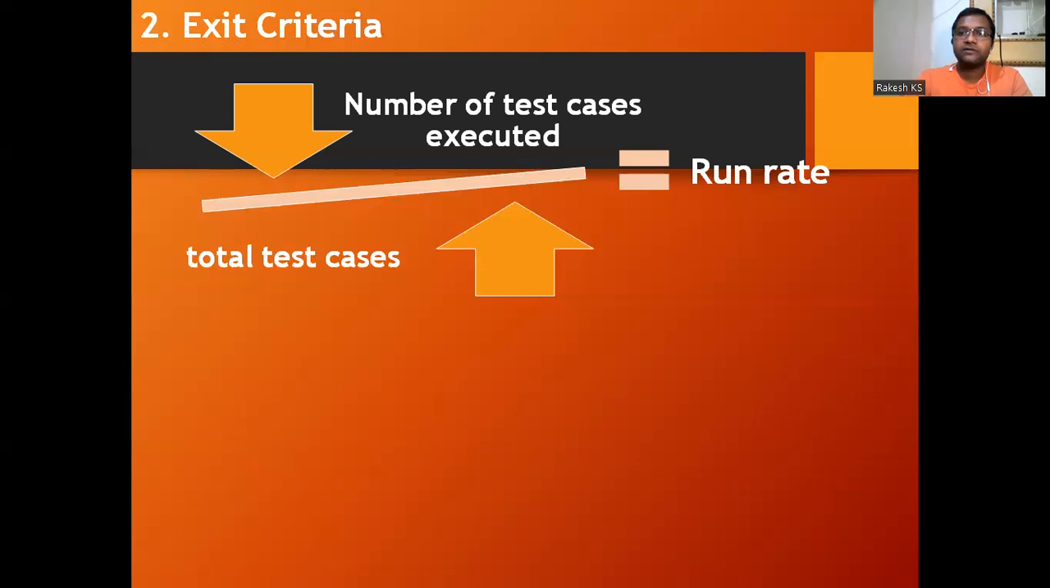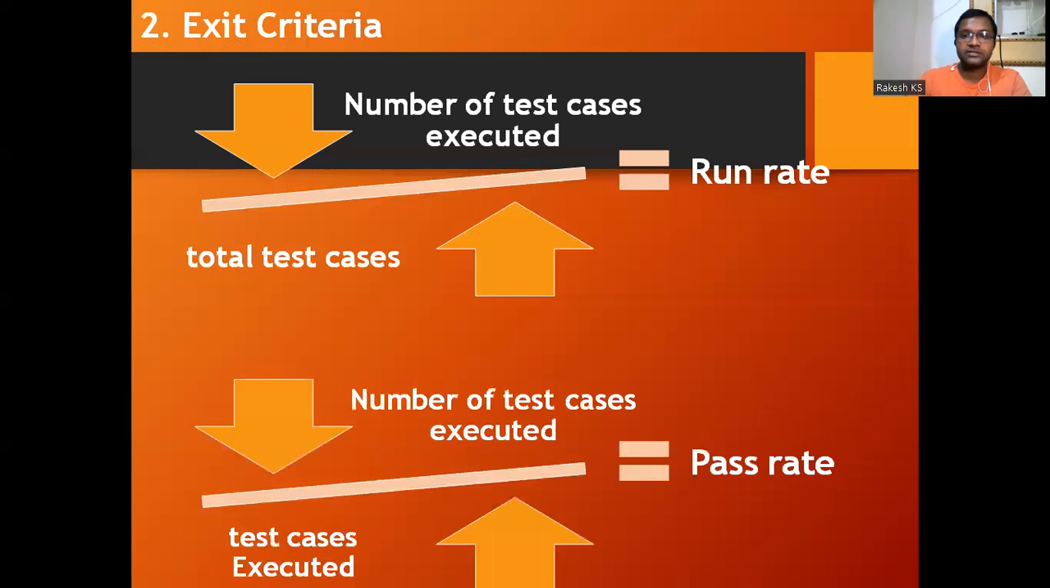So the run rate should always be mandatorily 100%. The 100% run rate should be mandated because a tester should always test all the cases. If there are 120 total test cases, he has to execute all 120 test cases. Next, there is the pass rate.